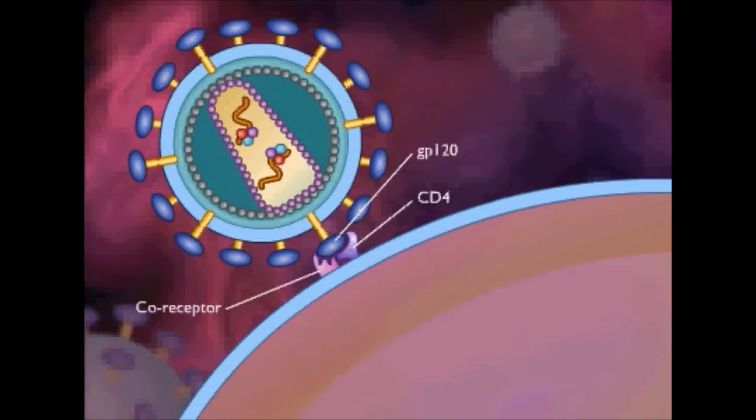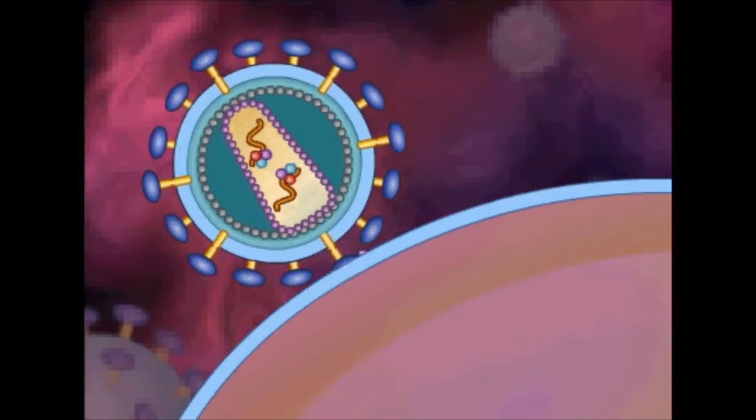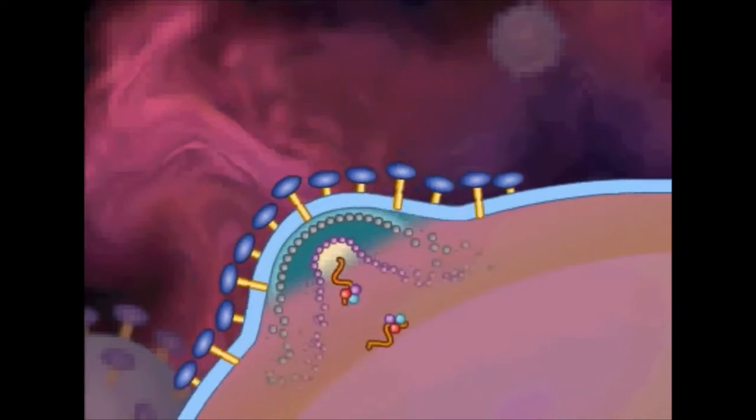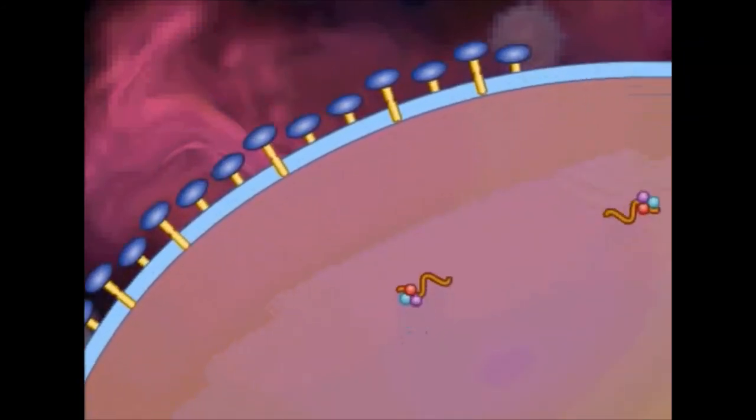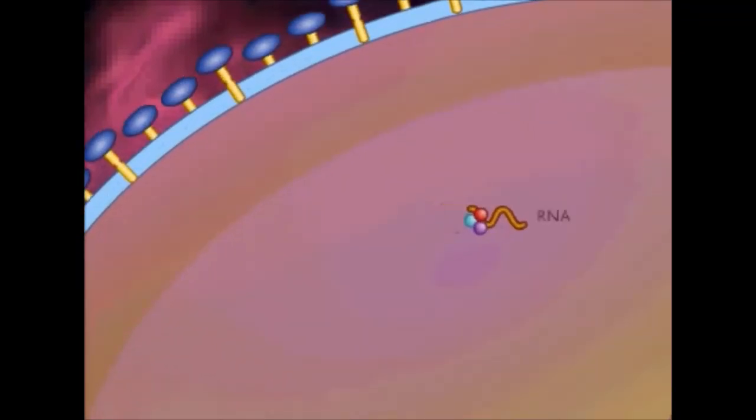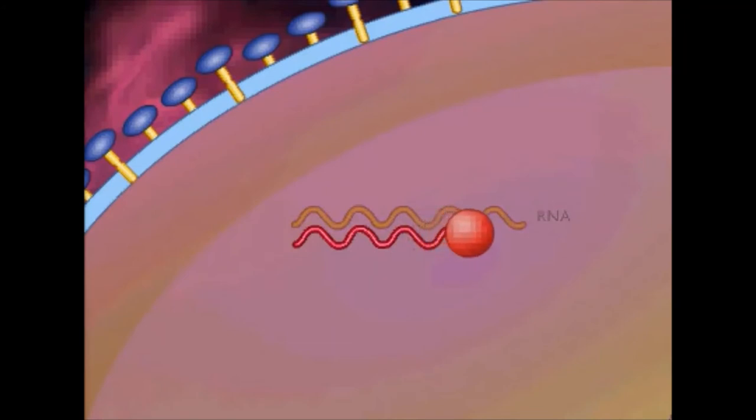The co-receptor differs for different host cell types. In T lymphocytes, the co-receptor is called CXCR4, whereas on macrophages, the co-receptor is called CCR5. After attachment, the viral envelope and host cell membrane fuse, resulting in entry of the virus into the cell. Once the RNA is released into the cytoplasm of the host cell, reverse transcriptase makes a DNA copy of the viral RNA genome. As the DNA is being formed, reverse transcriptase degrades the RNA strand.